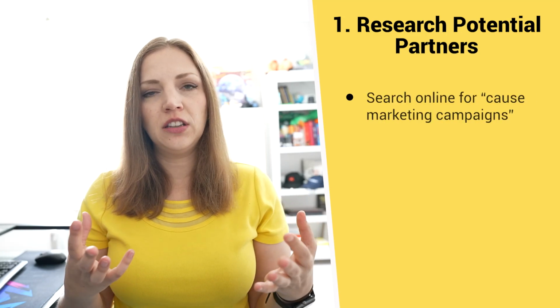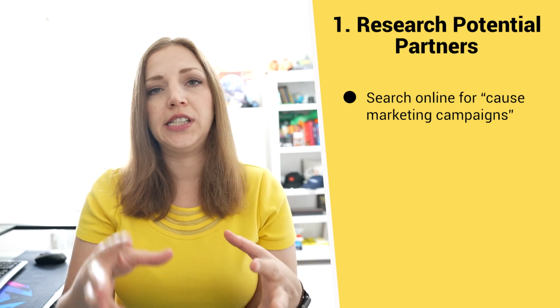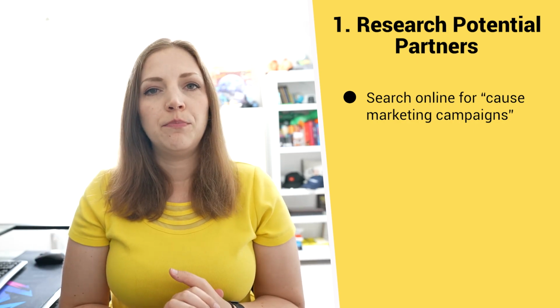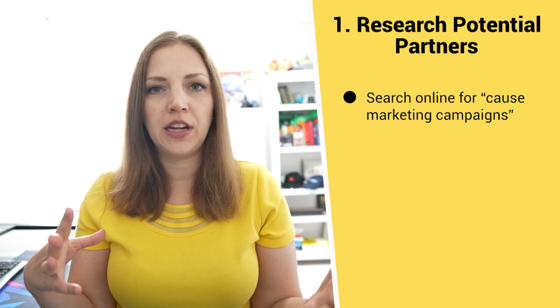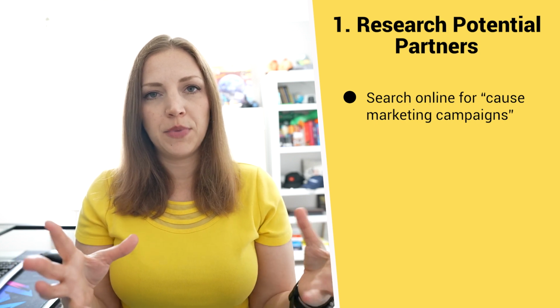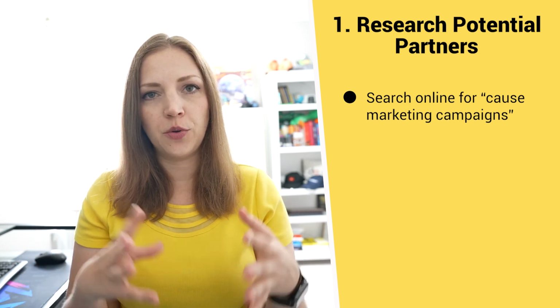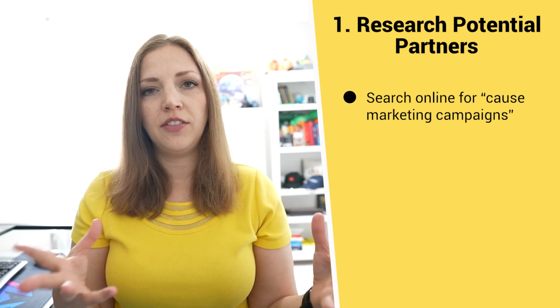So in researching these companies, here are a couple of tips to make sure that you're finding the right fit. The first thing when you're making your list is to just search online for perhaps local companies, local to your service area, that match the phrases of cause marketing campaigns, cause related marketing, or corporate social responsibility. You want to identify which local companies have that information and are showcasing what they do in social responsibility or social impact on their websites.